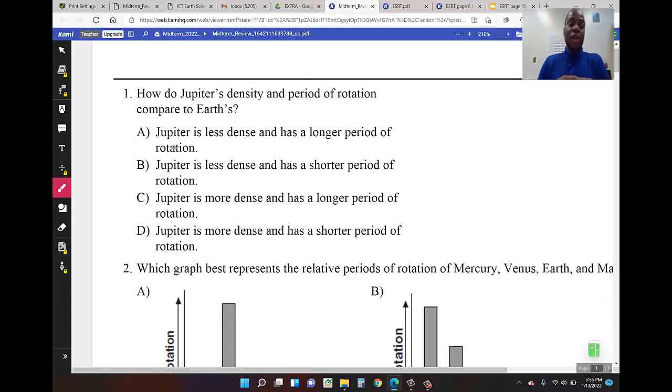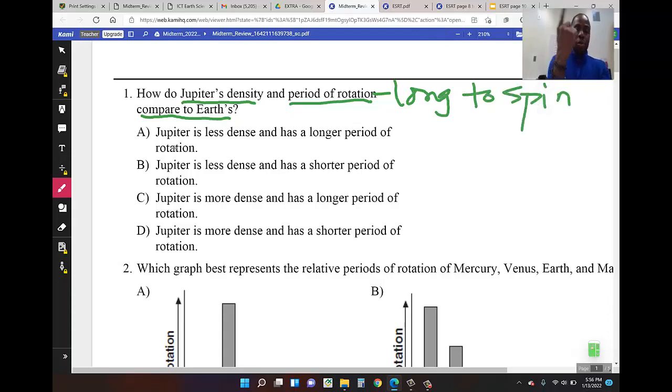All right, let's see if you got your answer right. Question number one says, how do Jupiter's density, so that is the keyword there, and period of rotation compare to Earth's? So I'm comparing these two things. Period of rotation simply means how long it takes to spin, how long it takes for the planet to complete one spin. So that's what we are comparing. We are comparing those of Jupiter to that of Earth.